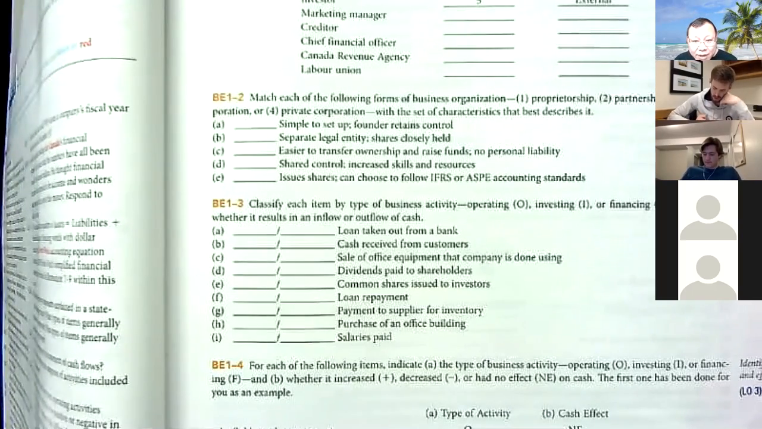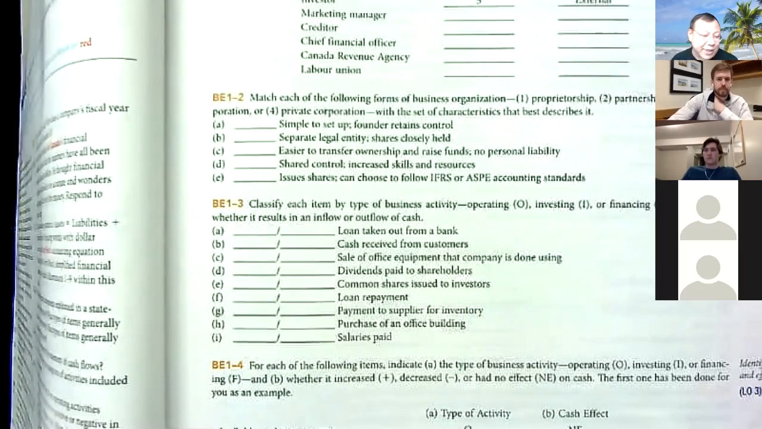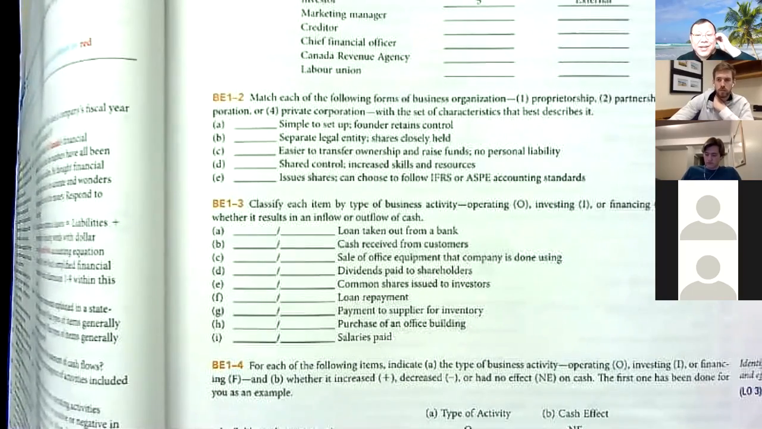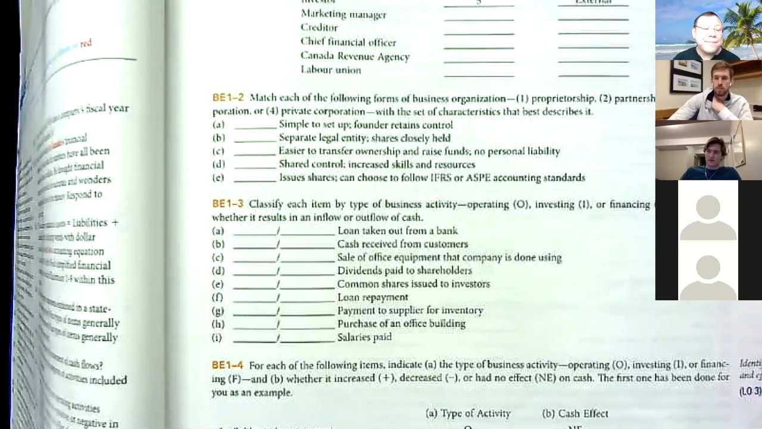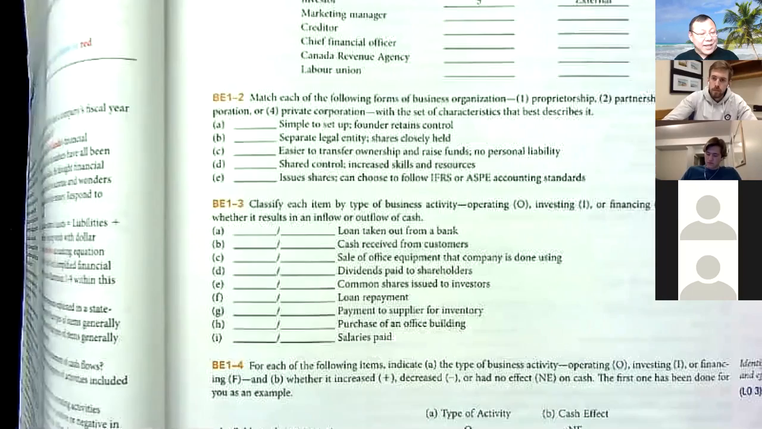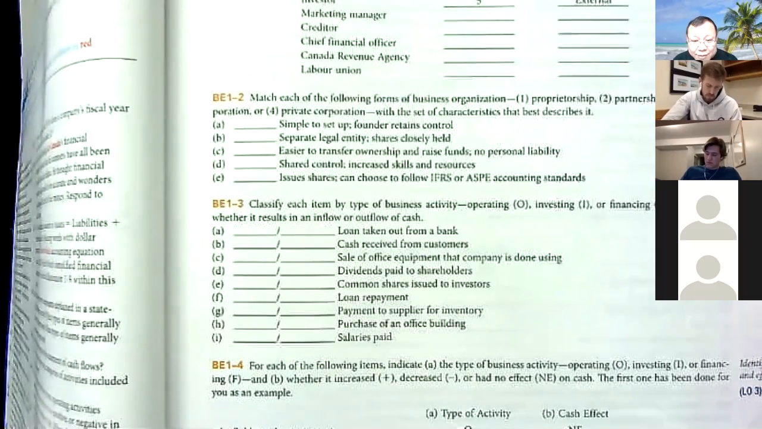Next one, sale of office equipment that the company is done using. It'd be investing activities, inflow. Very good. Thank you. So it's investing because the office equipment is a non-current asset, right? So that's for the investing activity. The fact you sell it and receive the money, so that's a cash inflow, right? Okay, very good. Thank you.